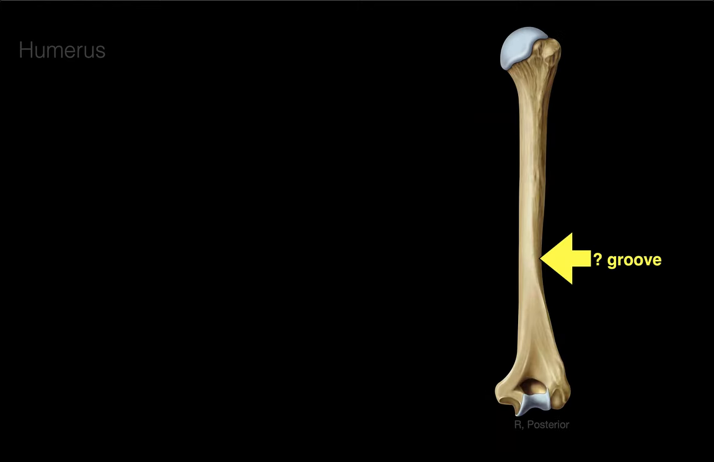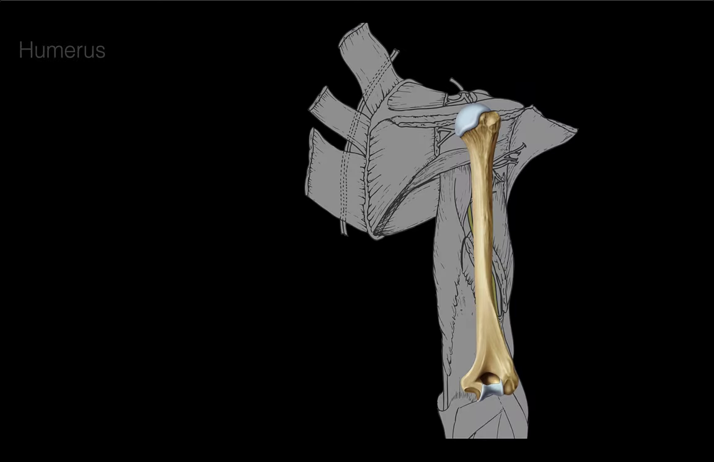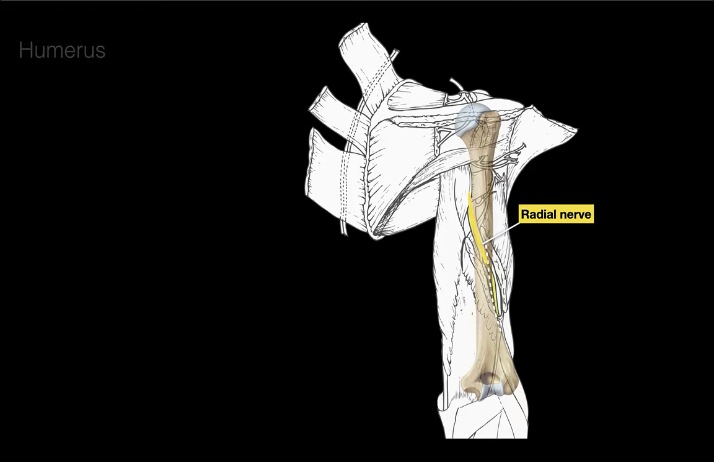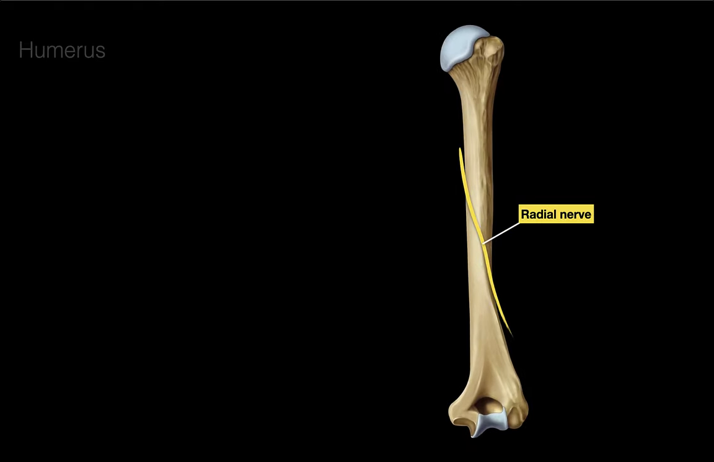Next, we have this groove on the back of the mid shaft of the humerus, right there. So anatomists said, well, what do we call this? What we see is that the radial nerve courses all along the back of this, and they said, well, why don't we call this the radial groove? And because it makes a spiral kind of shape, we'll call it the spiral groove as well.